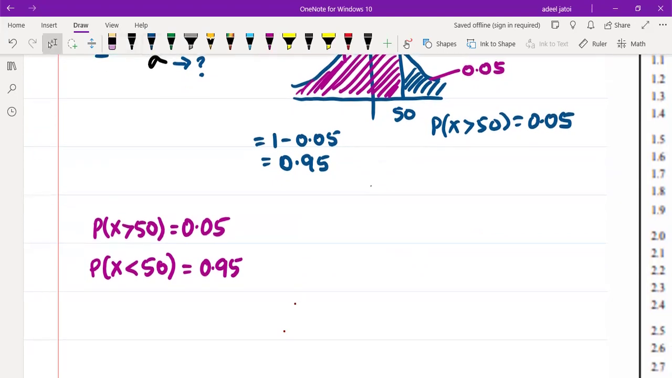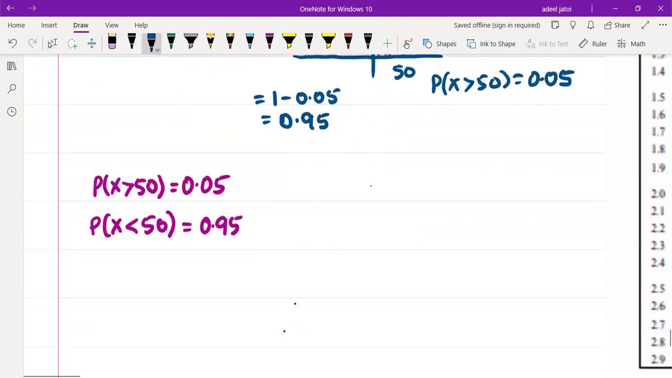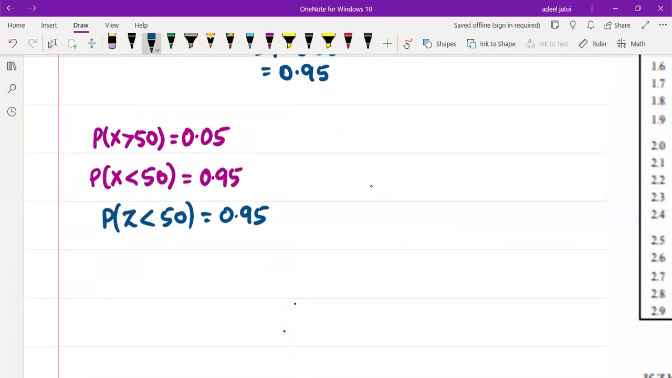So this x is basically what? We need to find out the value of z first, because your probability comes through the value of z. So we can directly write this down as the probability that Z is less than 50 is 0.95, because obviously probability comes through the z table. So now what we can do is find out the value of z.